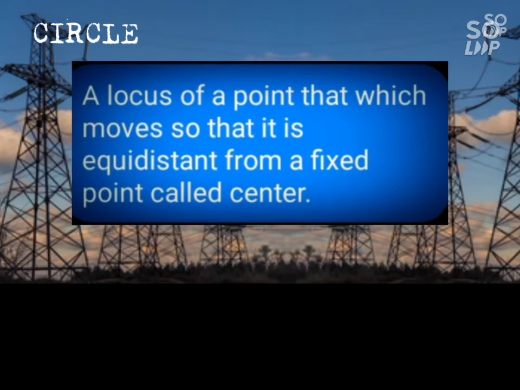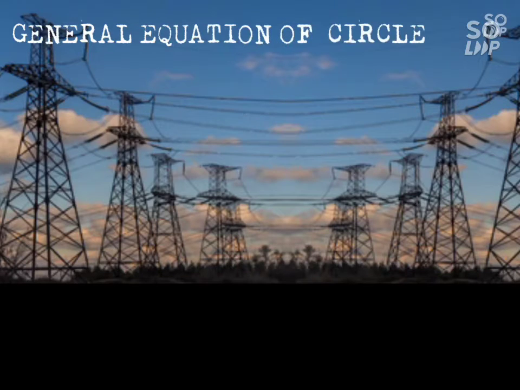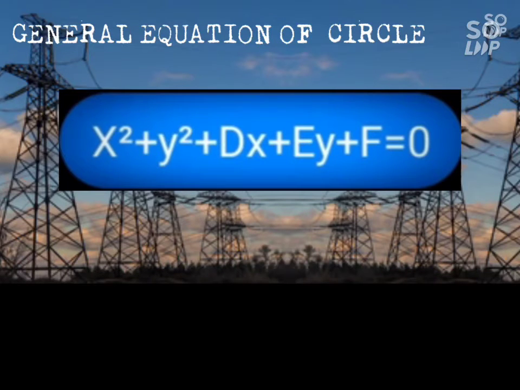Circle is a locus of a point which moves so that it is equidistant from a fixed point called center. The general equation of a circle is x squared plus y squared plus Dx plus Ey plus F equals 0.